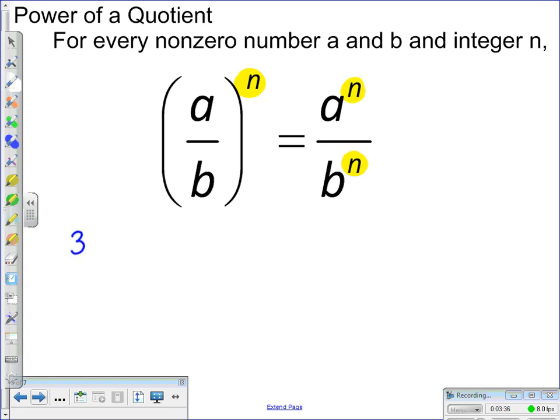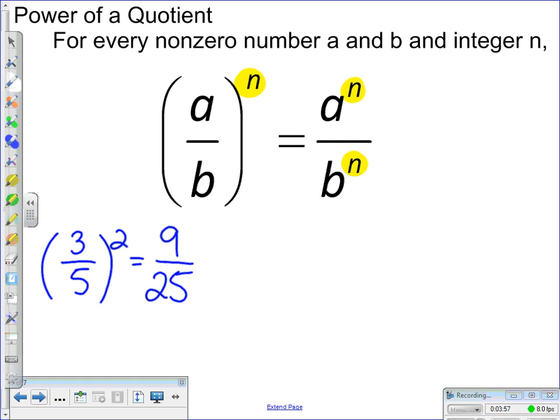Let's look at a small example. Let's do 3 over 5. That's a fraction. And let's square it. So you need to square 3. 3 times 3 will make 9. And you need to square the denominator. 5 times 5 is 25.